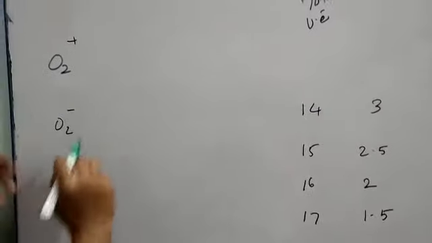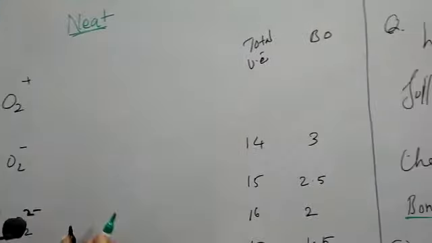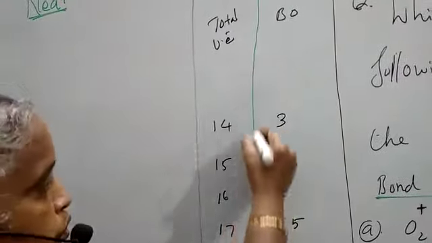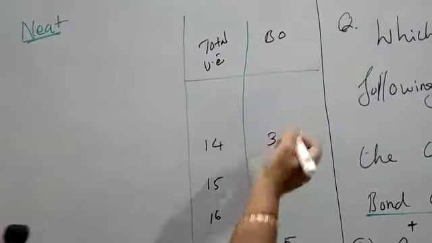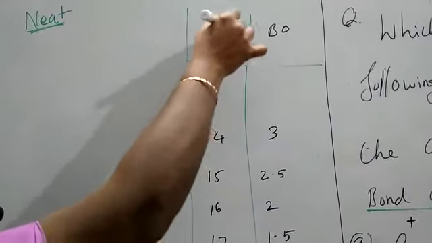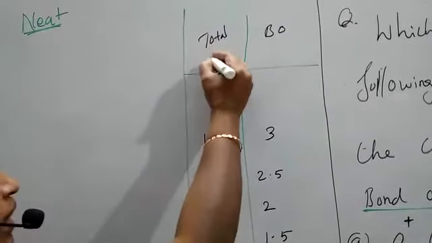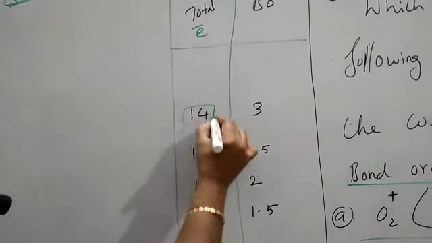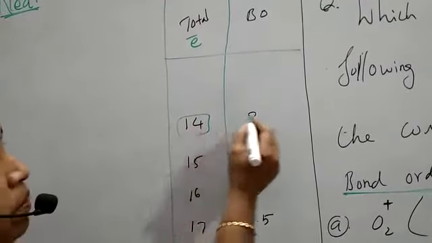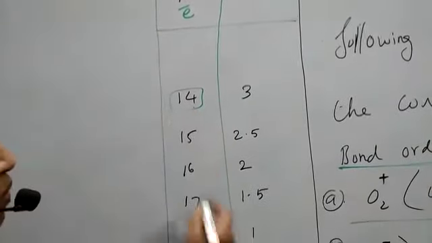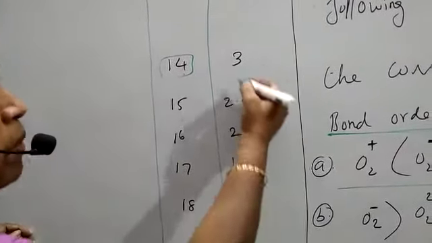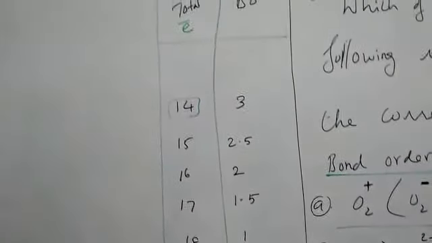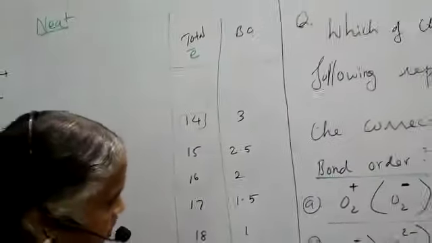Now, before going to the well-known knowledge, you have to find out the total, not valence electrons, but total electrons. If the total electron count is 14, the bond order is 3. Then it increases by 1 each: 15, 16. Each step decreases the bond order by 0.5. So it goes 3, 2.5, 2, 1.5, 1. Everybody may know this.